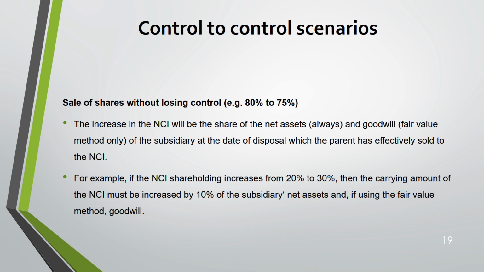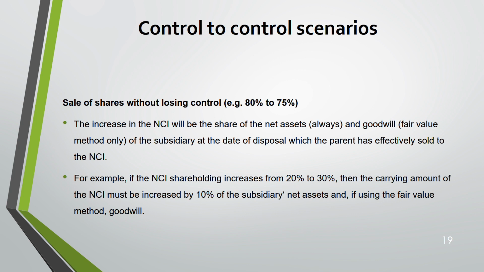at the date of disposal, what happens? The parent is selling it to the NCI. You understanding? That's why an increase in NCI will always be the share of net assets, because the parent is selling to NCI. Only if the fair value method has been applied when you're calculating goodwill. For example, if NCI increases from 20 to 30, the carrying amount of NCI must be increased by 10% of the subsidiary's net assets, and if using the fair value method, goodwill.